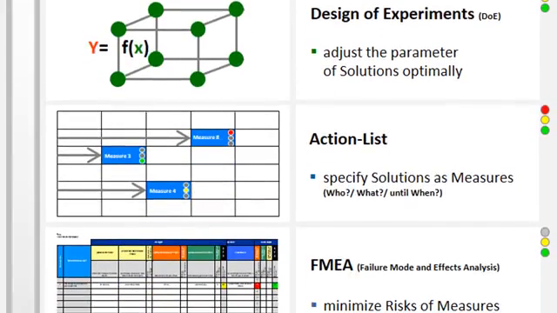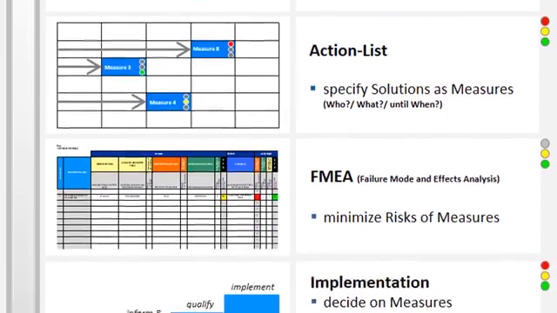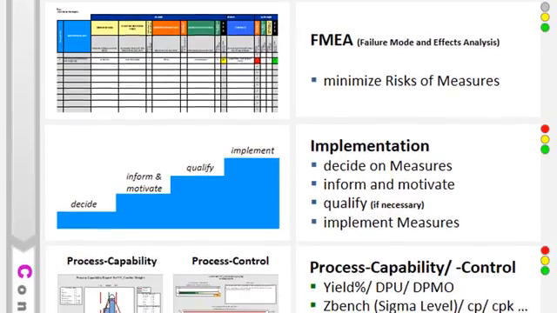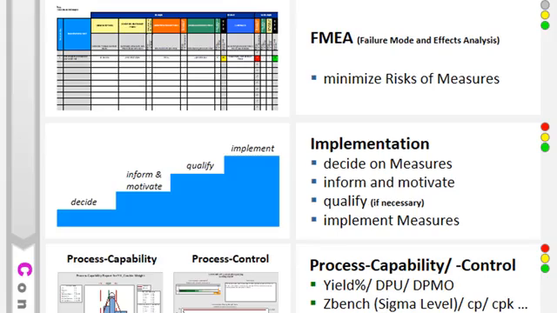All solutions with a positive benefit-effort ratio, which are also supported by the sponsor, are specified in an action list. Here you should be very specific about who does what till when. The level of concreteness of the action items often determines the success of their implementation. There might, however, be failures or harmful secondary effects associated with the action items. The failure mode and effect analysis serves to reduce these risks. After you have formulated appropriate countermeasures against the risks of your actions, you can implement both actions and countermeasures.